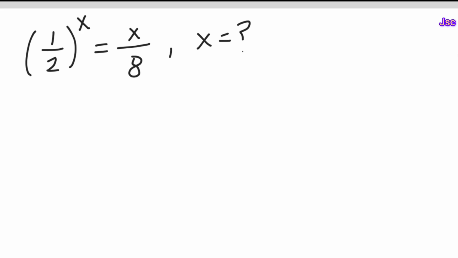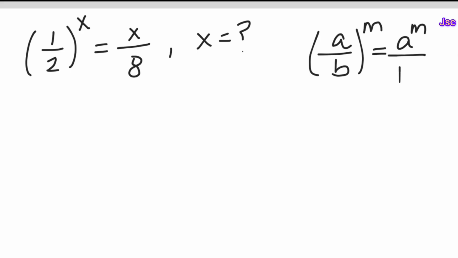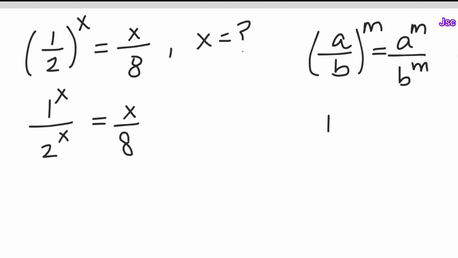It is in the form of (a/b)^m. You can write this as a^m over b^m. So the left hand side turns into 1^x over 2^x, that is equal to x over 8. And we know that 1 raised to the power of anything is nothing but 1 only. So instead of 1^x, I'm going to write only 1.